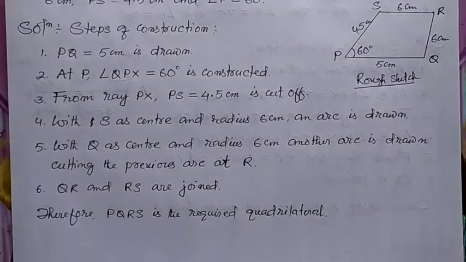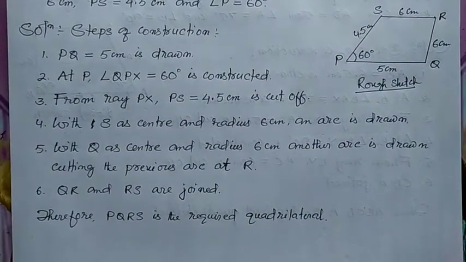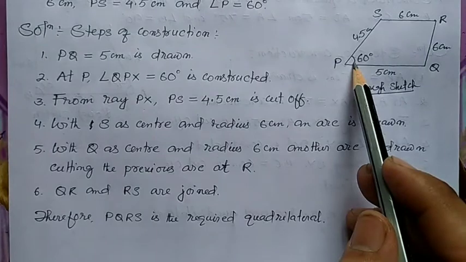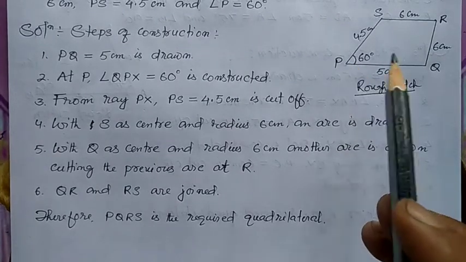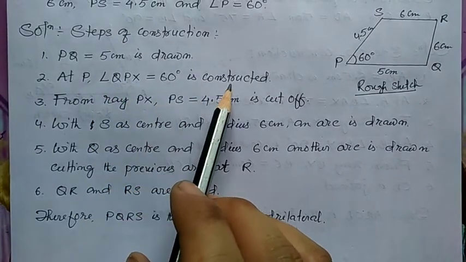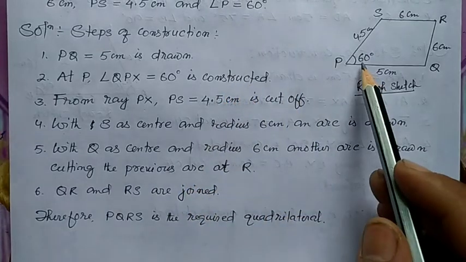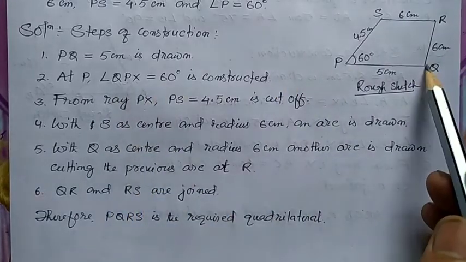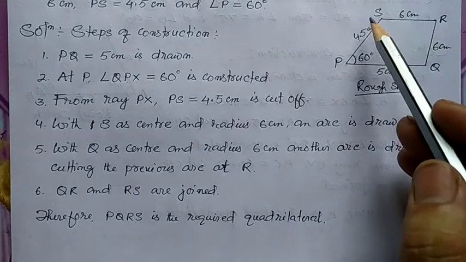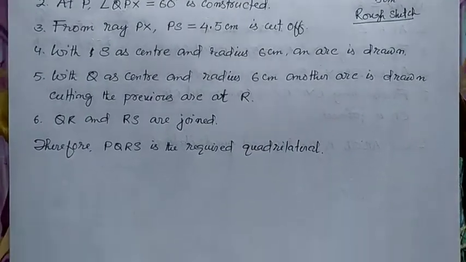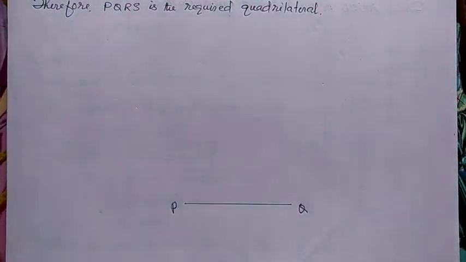The next step, we have now PQ. Then what could be the next step? Now let's take up the second step to construct this angle, which is 60 degree. And this angle is angle P. Then at P, angle QPX is equal to 60 degree is constructed. The name of this angle is QPX. On PQ, we draw one ray and then we will name it as X. PX makes 60 degree. Now you already learned how to construct 60 degree. Just construct 60 degree at P.